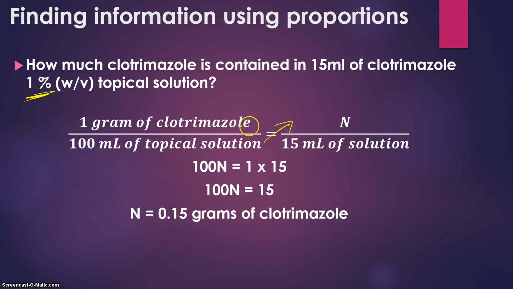We cross multiply. 1 gram times 15 gives you 15. N times 100 gives you 100N. And we divide both sides by whatever number is with the letter, and it's 100. So 15 divided by 100 gives you 0.15 grams of clotrimazole.